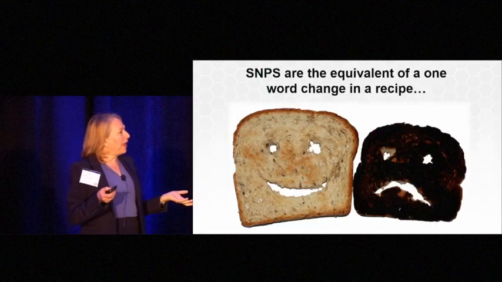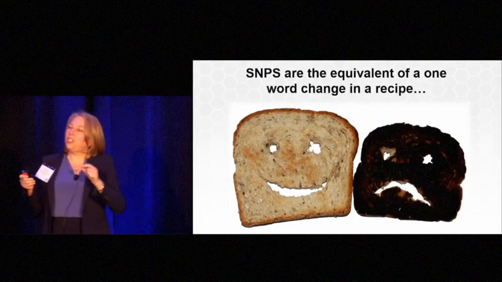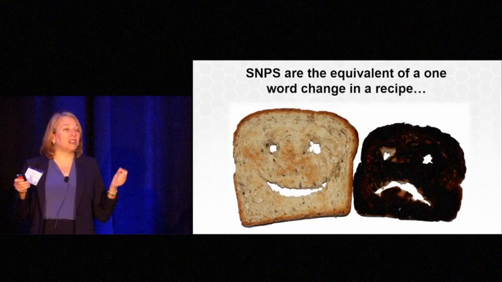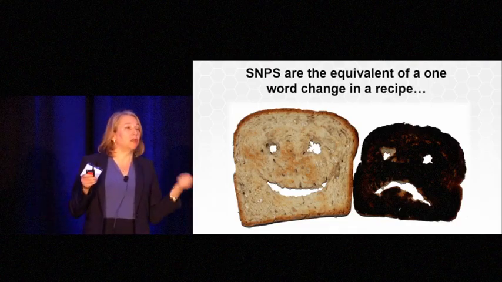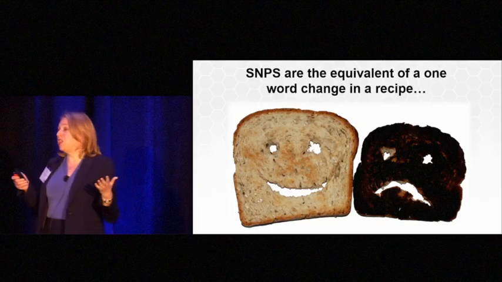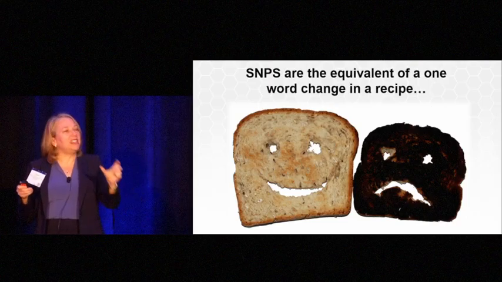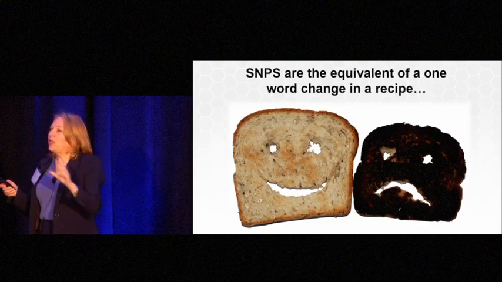So the way I explain that is when we change one little letter of the DNA, sometimes it doesn't matter at all. It's kind of like changing the word from stir to blend in a recipe. Really doesn't make a difference. But other times, if you change bake to broil, it can be a big deal. So what we want to learn is which of these SNPs really make a big deal.